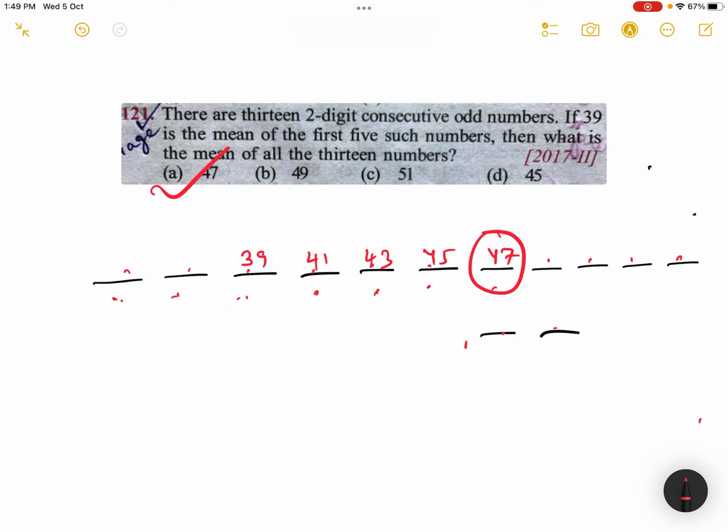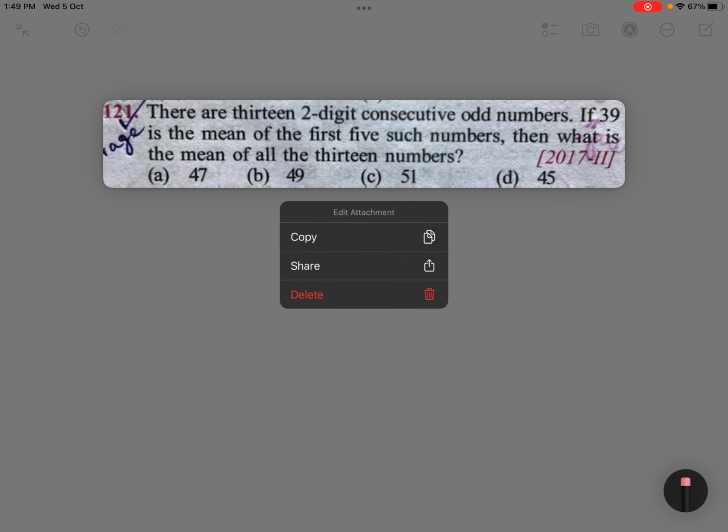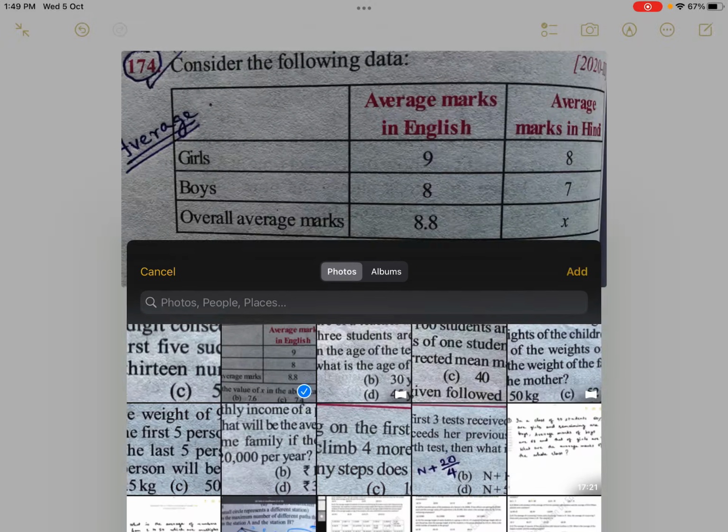There will be some other means to solve this problem, but I prefer this way. It involves very less calculations. All right, mean is the middle value. That's the concept. Let us go for the next question. The next question is this one.